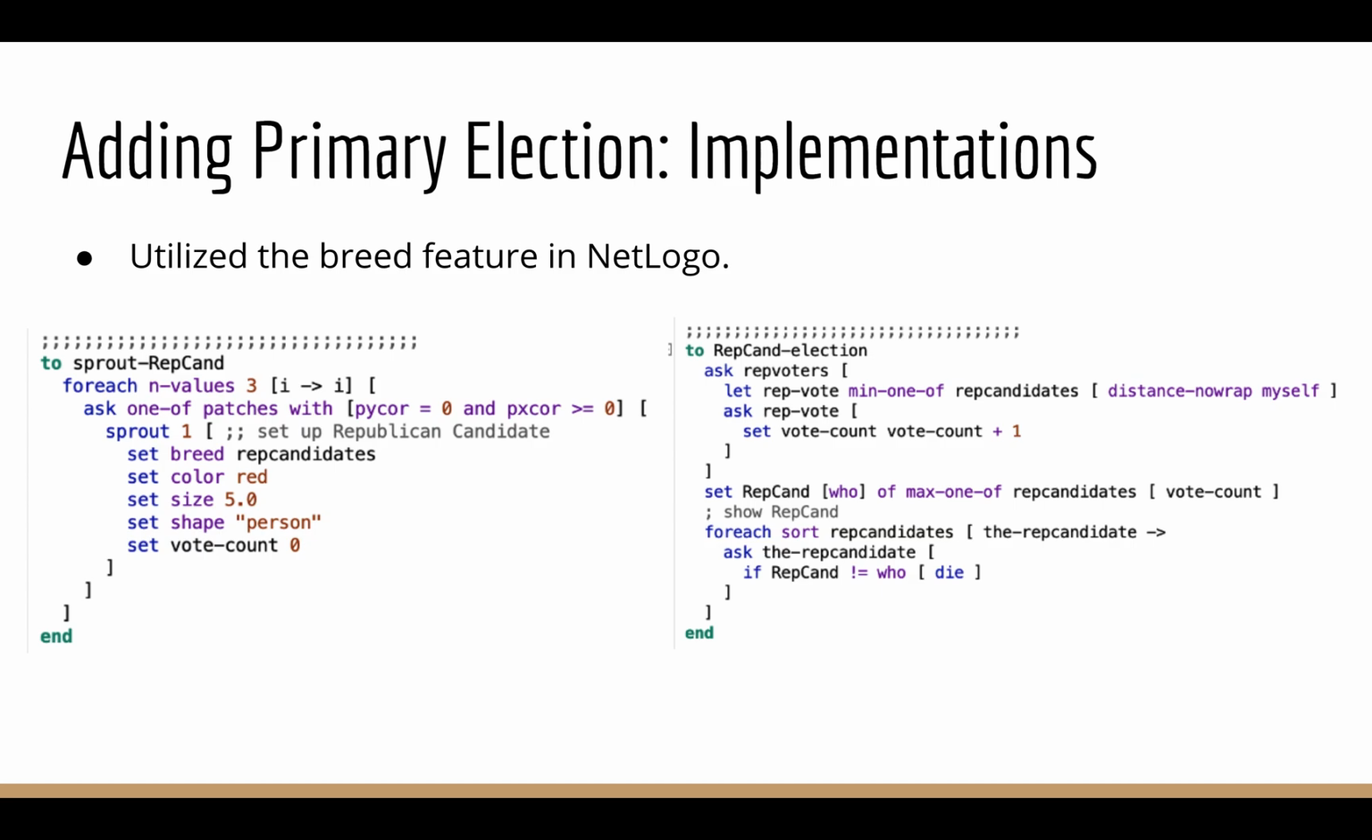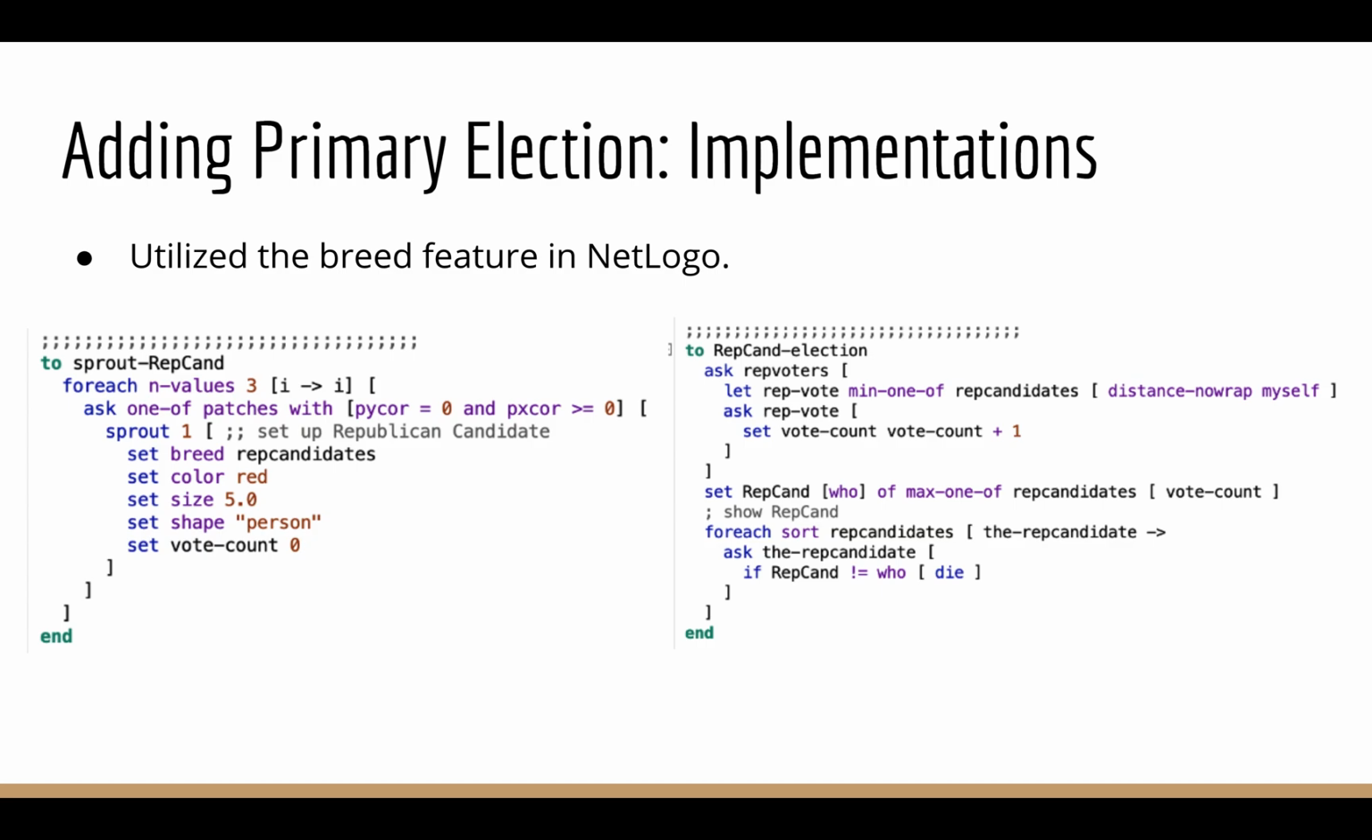Next, I'm trying to add the primary election into the process. I utilize the breed feature in NetLogo to define the Republican candidates and the Democrat candidates. For Republican, here is an example. I sprout 3 candidates and check each Republican voter's distance against them, and only add the vote count for the closest one. After that, the one with the most votes will get picked, and the other 2 candidates will get removed.